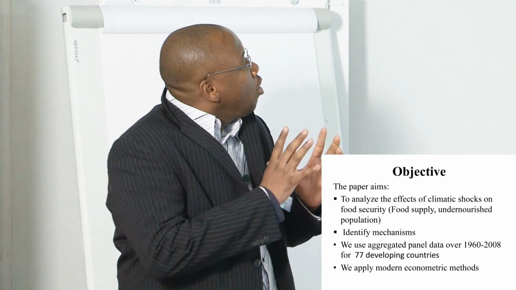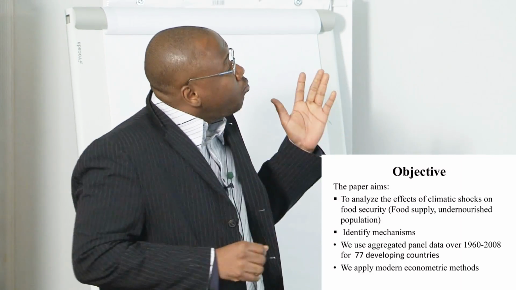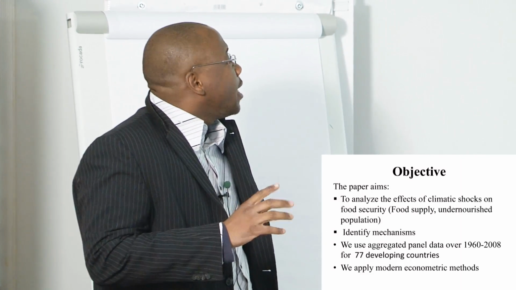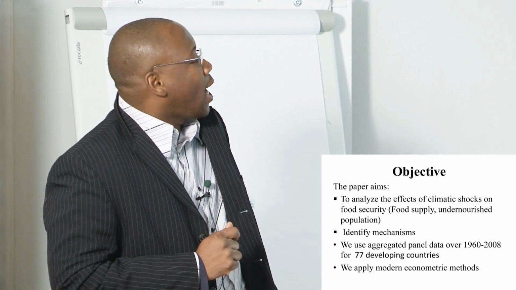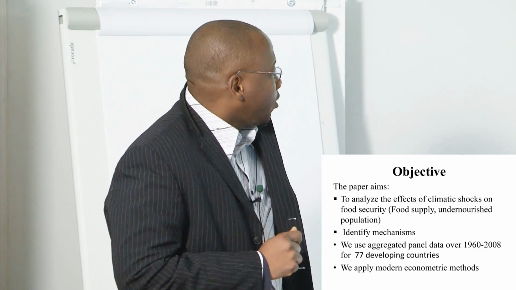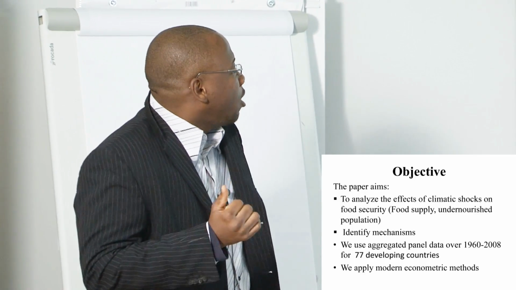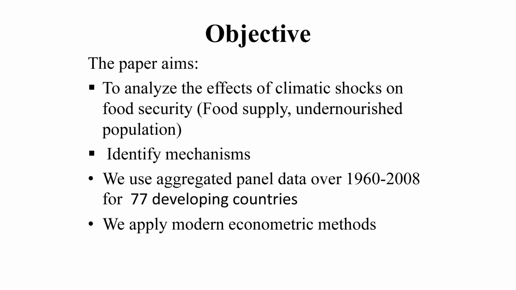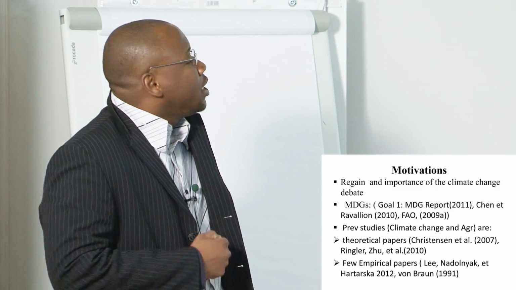For our work, we will use two complementary indicators of food security, food supply and undernourished population, and we will identify mechanisms. And for this work, we will use aggregated panel data over 1960 to 2008 for 77 developing countries, including African countries, and we apply modern econometrics.